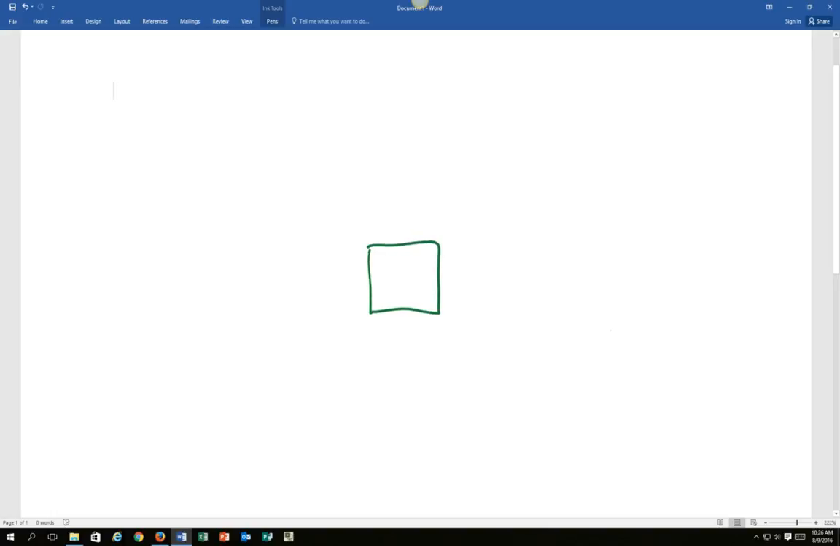So here's a box, and here are some forces on this box. Say I have 2 newtons going down, 2 newtons going up, 5 newtons to the left, and 3 newtons to the right. Okay, so what is the net force on this box?